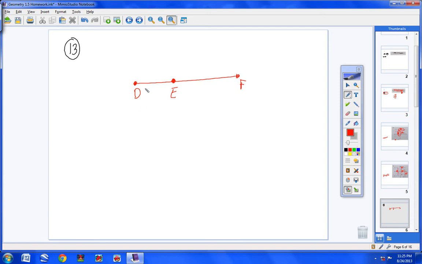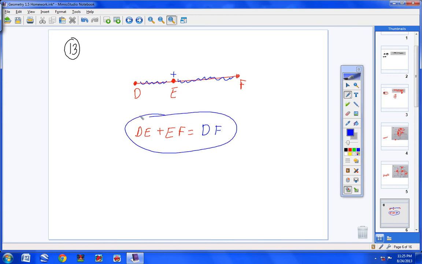Now you know what you do? Your first segment here is DE, so you write DE, then put a plus sign. Your next segment is EF, so you put EF, and then notice what we've written here. We've written DE, and that's right here, plus EF, and EF is right here. So DE plus EF equals what? Equals the whole segment, which is DF. And that's all they want you to do.